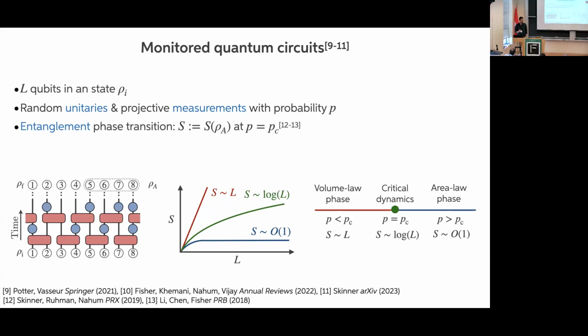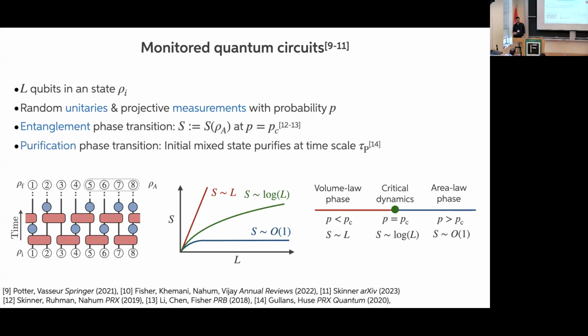These circuits are interesting for various reasons, one of which is that this entanglement transition can be equivalently viewed as a purification phase transition. In this case, you can imagine you start initially with a mixed state and you evolve the circuit. The measurements will eventually evolve you to a pure state. You can ask the question, how long does it take to get to that pure state?